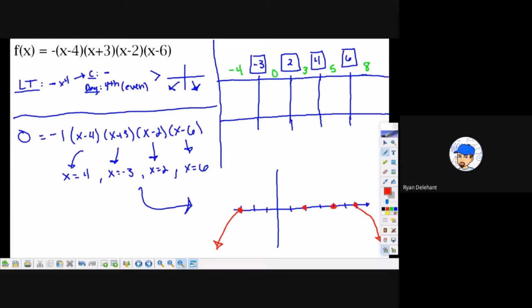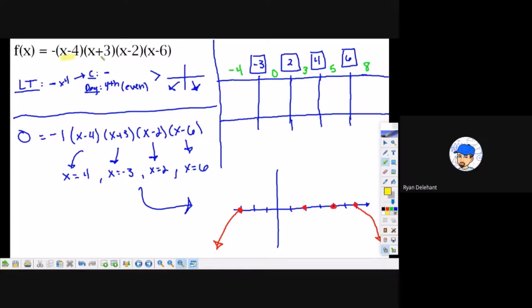A pre-constructed part of this. I've left out the sign chart because I really think that's where most of our practice needs to fall. I did the lead term and I found the zeros. Now let's talk about the leading term for a minute. This has already been factored out, okay?